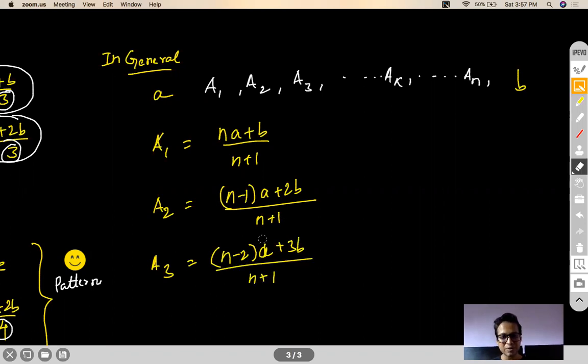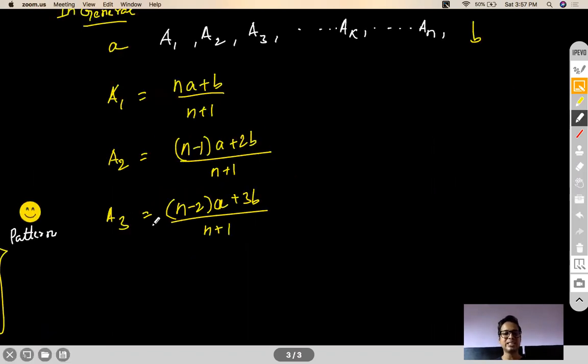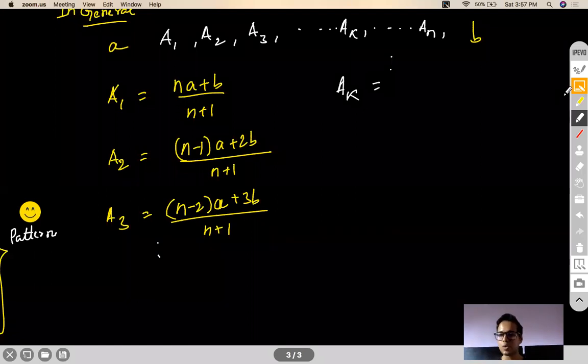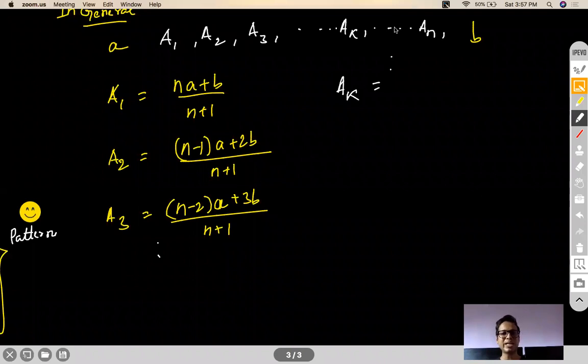Sorry for the bad handwriting here. So if I go on till Ak, what will be Ak? Can anybody tell me what will be Ak? Feel free to write it in the chat box. Quick, Ak.